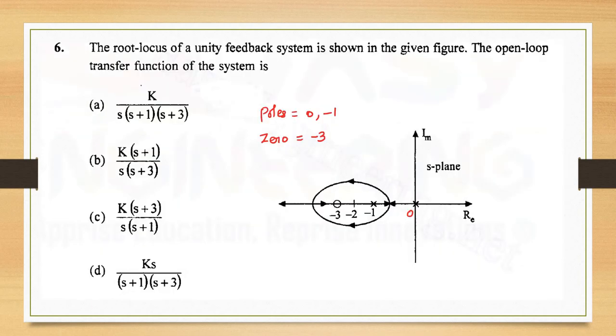Next, the root locus of a unity feedback system is shown in the given figure. The open loop transfer function of the system. So, see here, how many poles? There are 2 poles, one is 0 and another one is minus 1. Only one zero, that is minus 3. So you see this option, only one zero, that is minus 3, and 2 poles, one is 0 and another one is minus 1. So which one is correct? Option C is the correct answer.